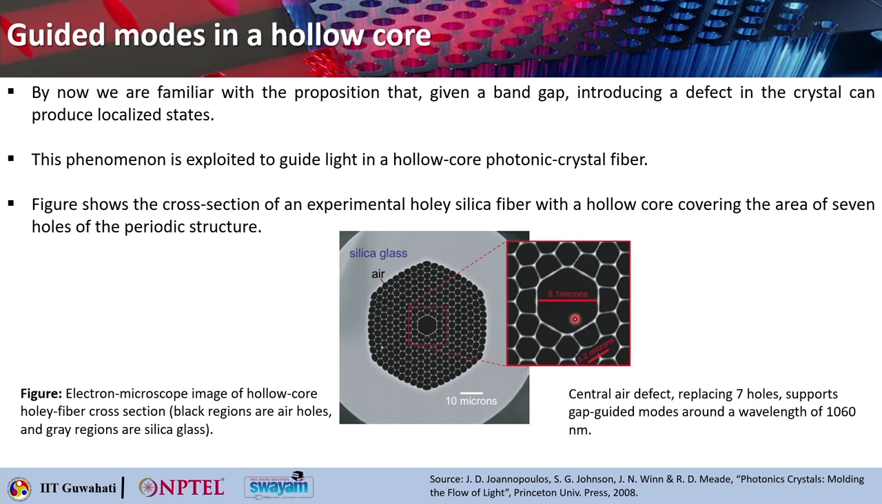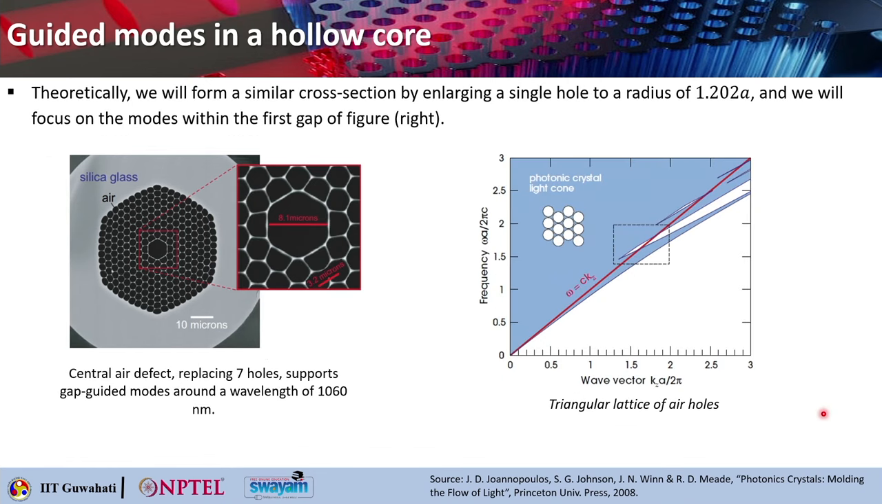And it can support gap guided modes at a wavelength of 1060 nanometer, okay? So that is particular to this dimension. If you change the dimension, you will have a different band gap and you will be able to guide the wavelength of your choice, okay?